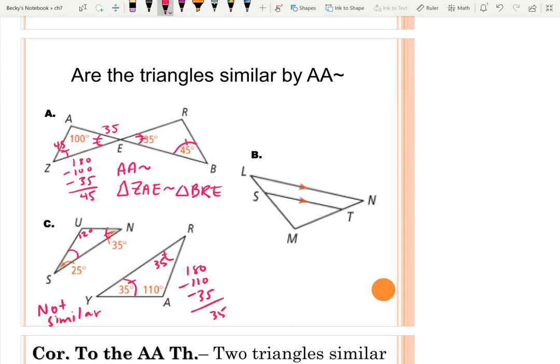Now, the last one, actually it's B, I skipped it. There's no information here, but this one is just like the one we did on the prior page. If you have parallel lines, that technically means you have corresponding angles. So you could just prove those and be finished. Or we could say angle M is reflexive with itself because M is part of this little triangle. And if I change colors, you can see M is part of this bigger triangle. So yes, this one works. This is a similarity. MST is similar to MLN.